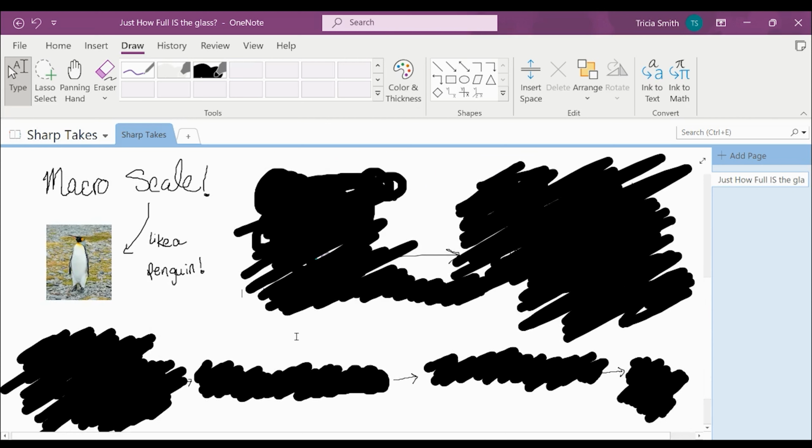There are multiple levels to consider. Macro is the obvious general debate. At this level, the glass is half full of water, half full of air, and 100% full of content. To say the glass is half empty is to assume air is a vacuum, which is false. Macro scale is something like a penguin. You can see it, it's big.